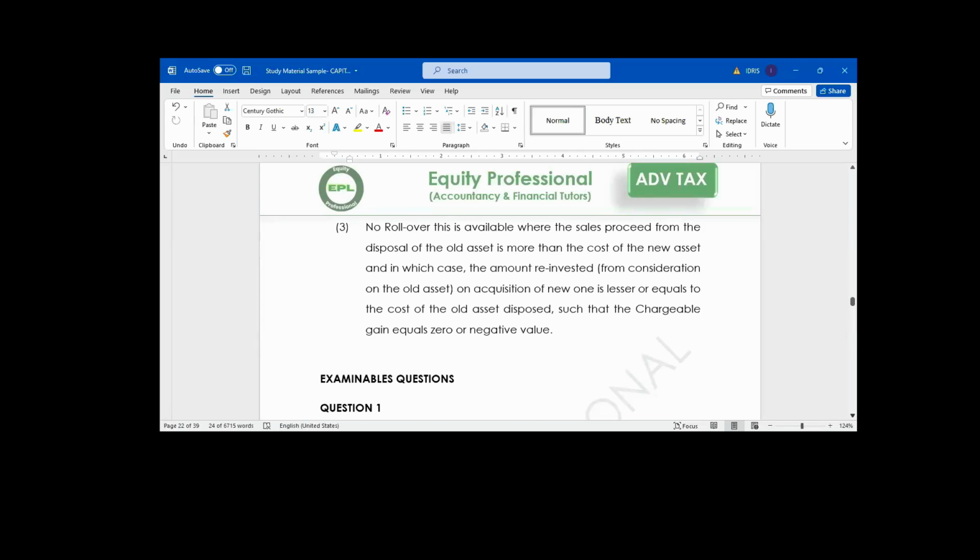Let me give an example. Land and building. I sell the land and building for 30 million. The cost of acquisition of that land and building was 5 million. I now sell it for 30 million. I now buy another land and building at 20 million. What type of rollover is that?